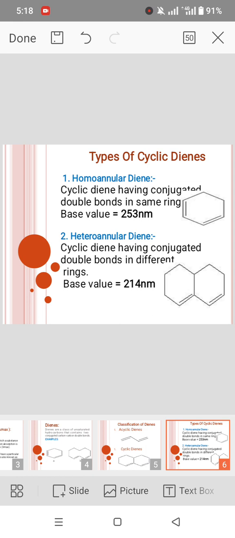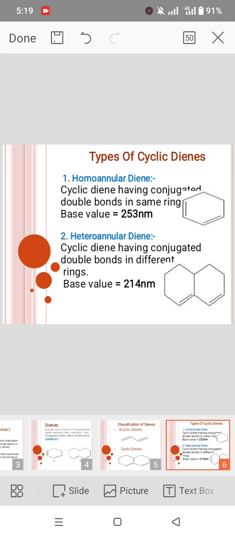What type of dienes are called homoannular dienes, and why are they called homoannular dienes? The cyclic dienes having conjugated double bonds in the same ring. This is why they are called homoannular dienes, and the base value for homoannular diene is 253 nanometers. You can see the example. I have a simple six-member ring that contains two conjugated carbon-carbon double bonds, and these double bonds are present in the same ring. This is why they are called homoannular dienes.